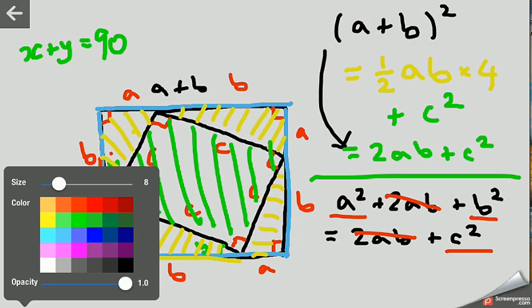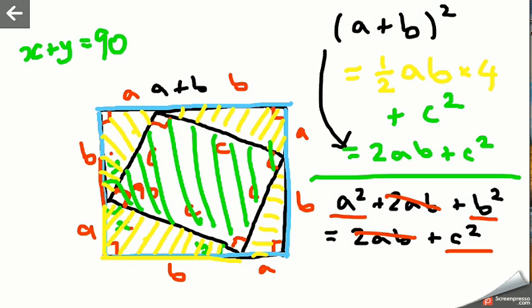If you're confused on how I got this, all I did to get that was expand out these brackets here. If you expand those brackets out, you get A times A plus A times B plus A times B plus B times B, which is A squared plus 2 times A times B plus B squared.